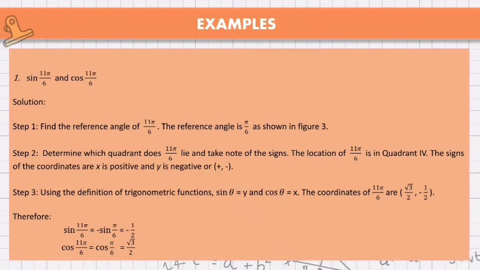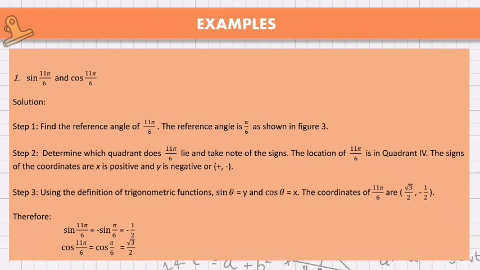Examples. Number 1. Sine 11 pi over 6 and cosine 11 pi over 6. Solution. Step 1. Find the reference angle of 11 pi over 6. The reference angle is pi over 6 as shown in figure 3. Step 2. Determine which quadrant 11 pi over 6 lies in and take note of the signs. The location of 11 pi over 6 is in quadrant 4. The signs of the coordinates are x is positive and y is negative.